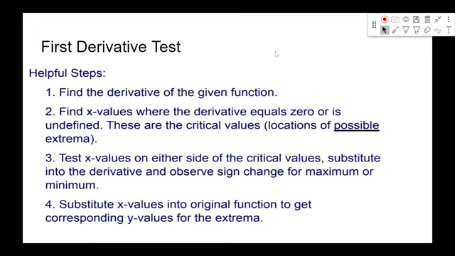All right. Okay, so here's really the cookbook for how to do this. All you're going to do is find the derivative of whatever function's given, find the x value where the derivative is equal to 0 or is undefined. They are the critical numbers, right? We did this in an earlier section, okay? The locations of possible mins and maxes, extrema. Then what we're going to do is we're going to test x values on either side of the critical values in the derivative and figure out what signs we get.